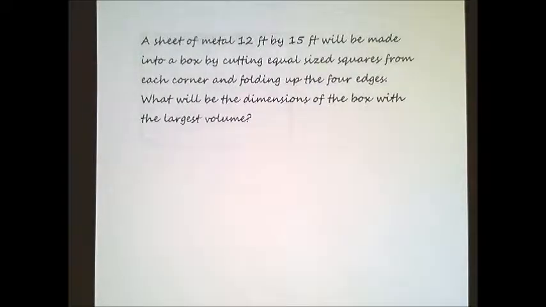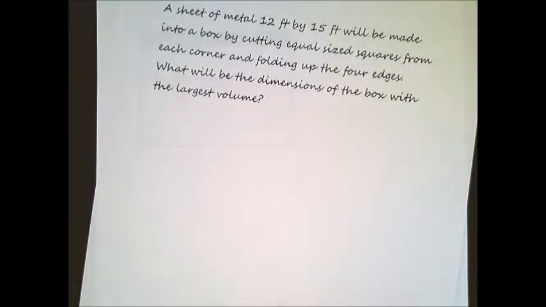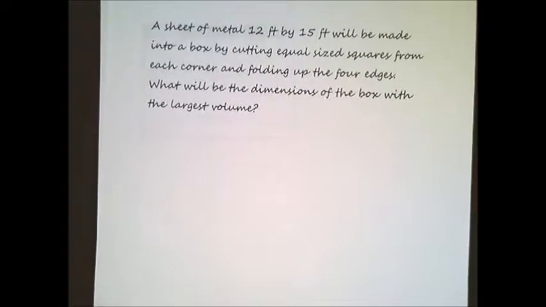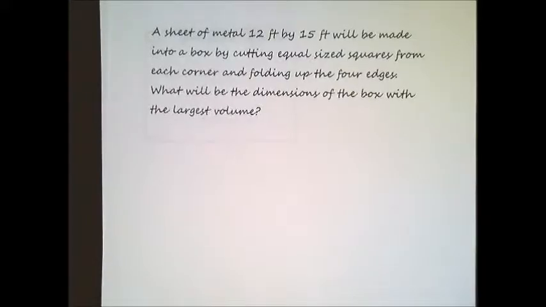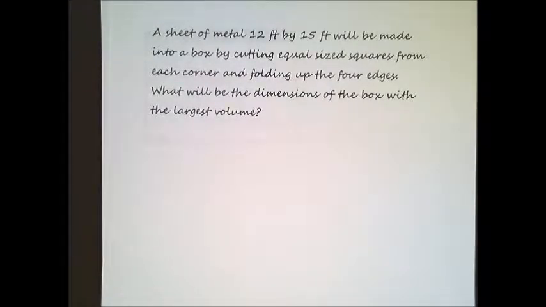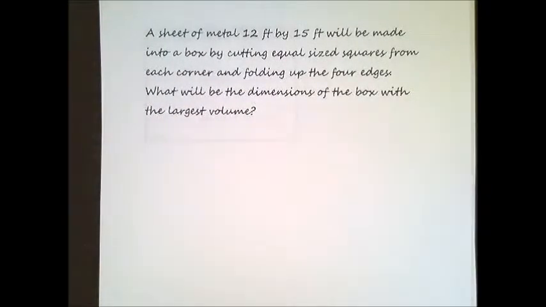A sheet of metal 12 feet by 15 feet will be made into a box by cutting equal-sized squares from each corner and folding up the four edges. What would be the dimensions of the box with the largest volume? So after reading this question, I realized that it probably will help me to draw a diagram. So I'm going to start with just that.